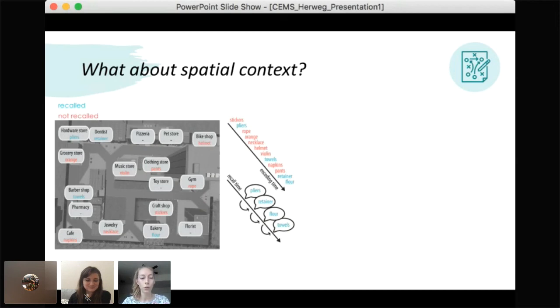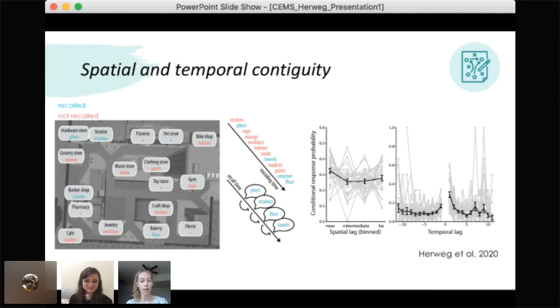Okay, so here I'm showing you an overhead view of the environment with an example list. You can see that now every recall transition is associated not only with a temporal lag, but also with a spatial lag that indicates how far the items were presented apart in the virtual environment. And what we find then is that there still is the well-known temporal contiguity effect, which you can see in the lag CRP on the right. But we also now find a spatial contiguity effect, meaning that subjects tend to recall items together that were encoded in spatial proximity in the city. And what that suggests is that spatial context, like temporal context, is reinstated during recall and cues associated items.